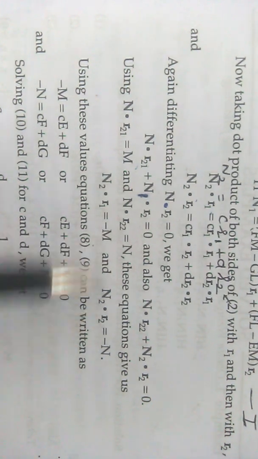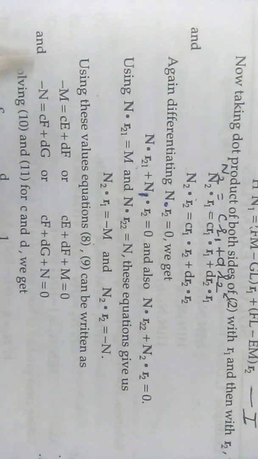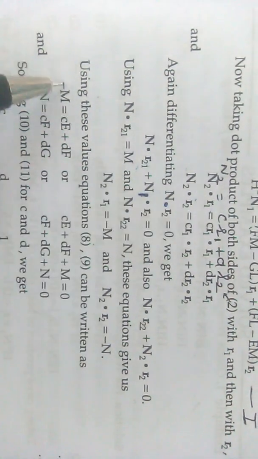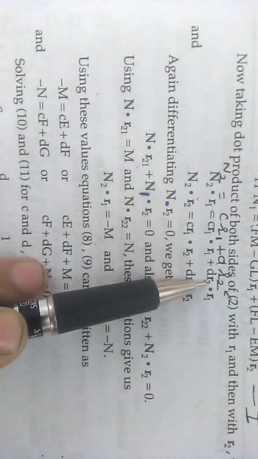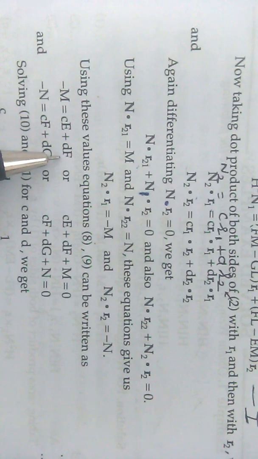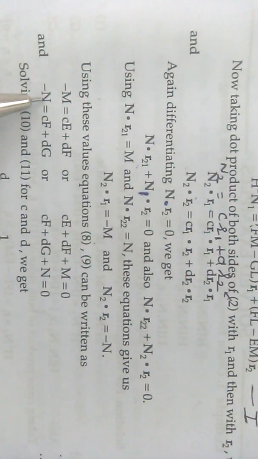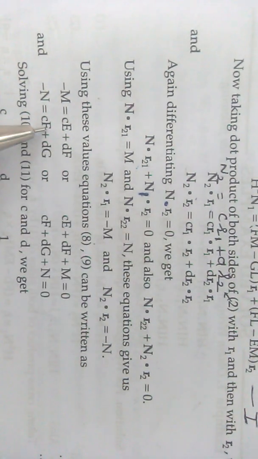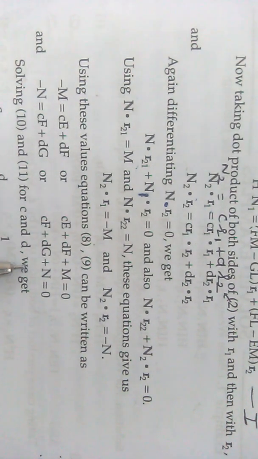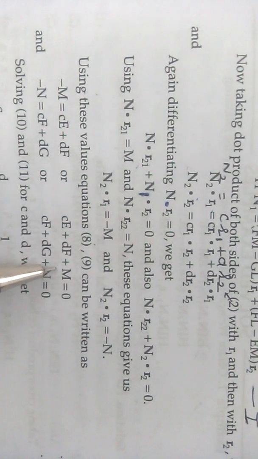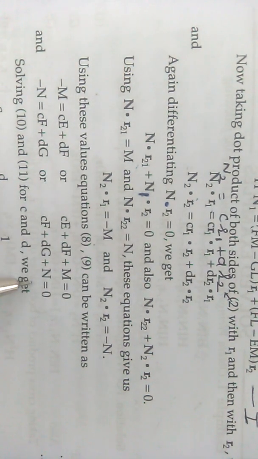Now using all these values in these two equations, on the left hand side this is minus M, C into r1 dot r1, that is E, plus D, as it is, r2 dot r1, that is F. From the equation 9, n2 dot r2 is minus N, C as it is, r1 dot r2 is F, plus D as it is, r2 dot r2 is G. So we have obtained the two equations: CE + DF + M is equal to 0, and CF + DG + N is equal to 0.